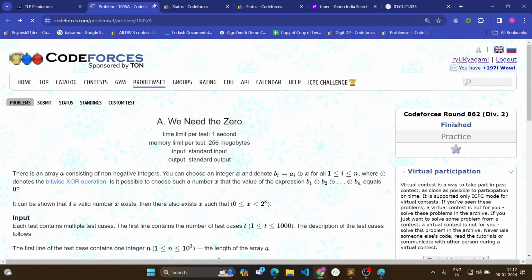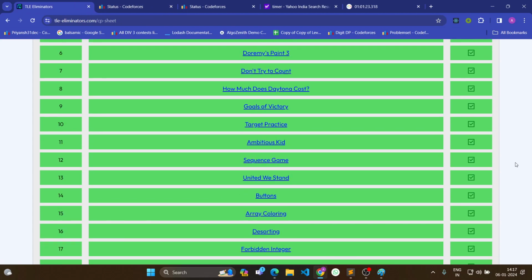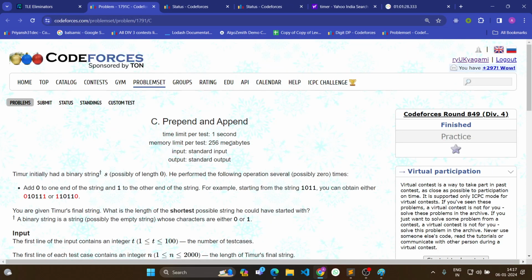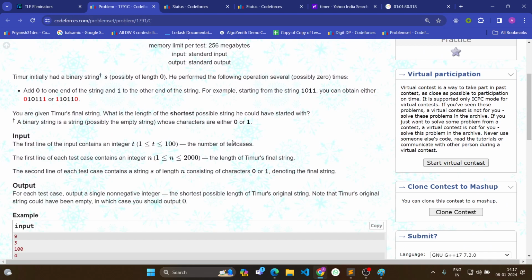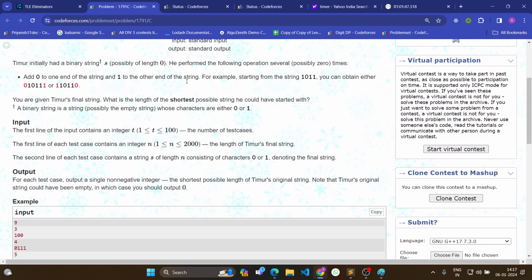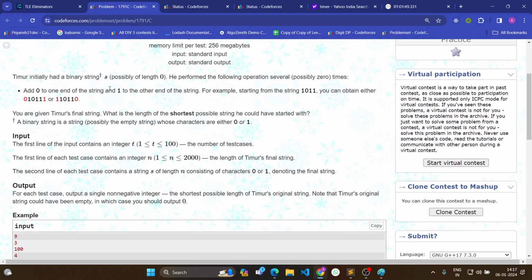Okay, yeah, done. I'm done with we need the zero as well, and append. So Timur initially had a binary string S. He performed the following operations several times: add 0 to one of the string and add 1 to the other. For example, okay, you can obtain either. What is the shortest possible string you could have started with? So he's either appending 0 or appending 1.